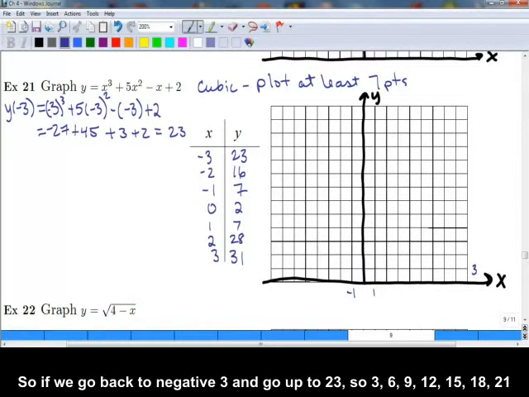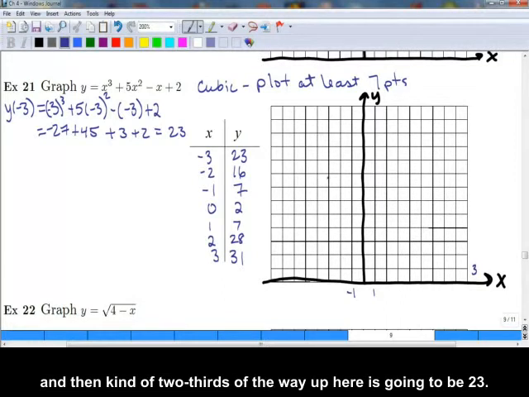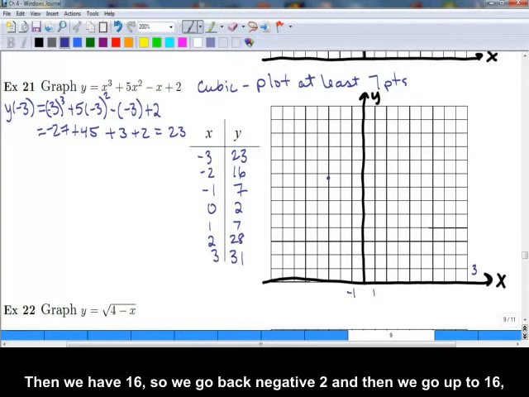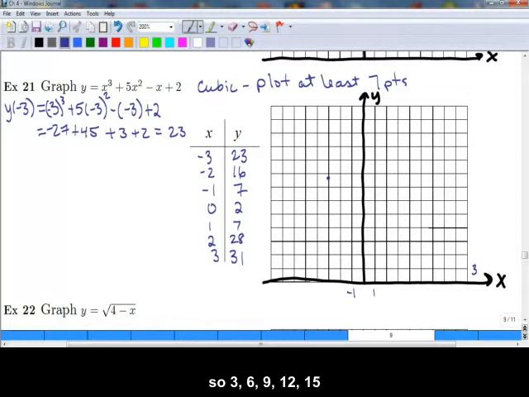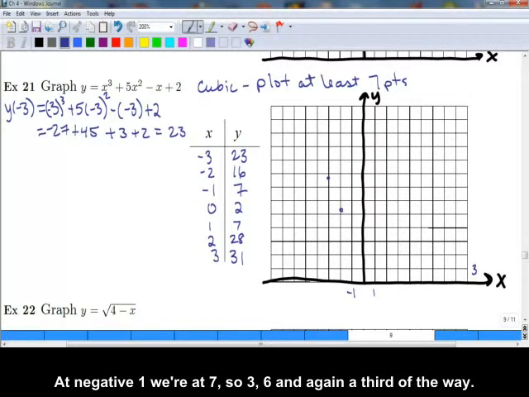So if we go back to -3 and go up to 23, so 3, 6, 9, 12, 15, 18, 21, and then kind of 2/3 of the way up here is going to be 23. Then we have 16, so we go back to -2, and then we go up to 16, so 3, 6, 9, 12, 15, and then a third of the way up will be 16.